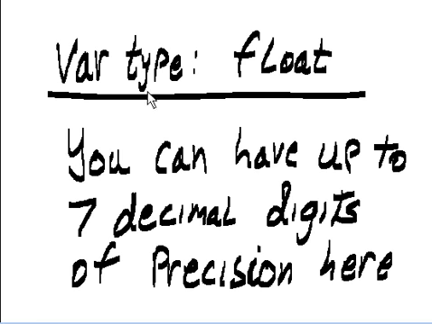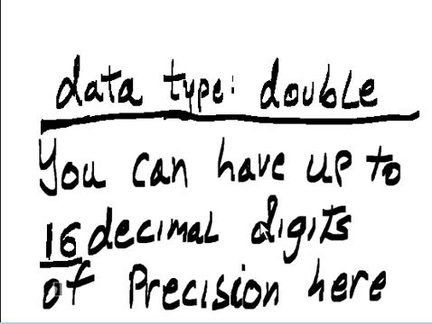And there's a variable type called float, and you can have up to 7 decimal digits of precision here. 7 decimal digits. No more. Then there's a data type double, and you can have up to 16 decimal digits of precision here. 16, and no more. After that, it doesn't hold anything, as you'll see in a moment.